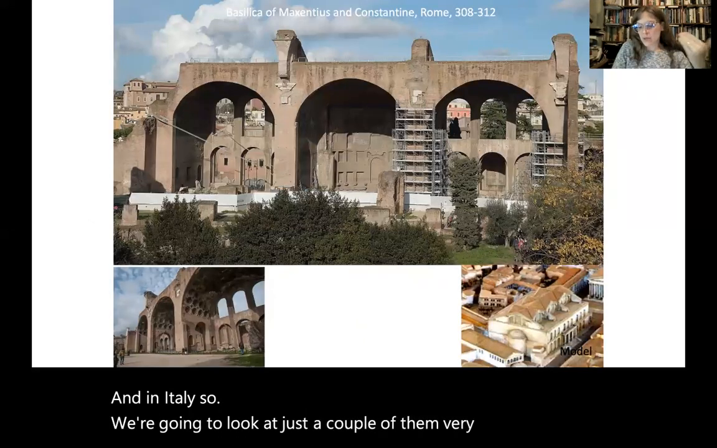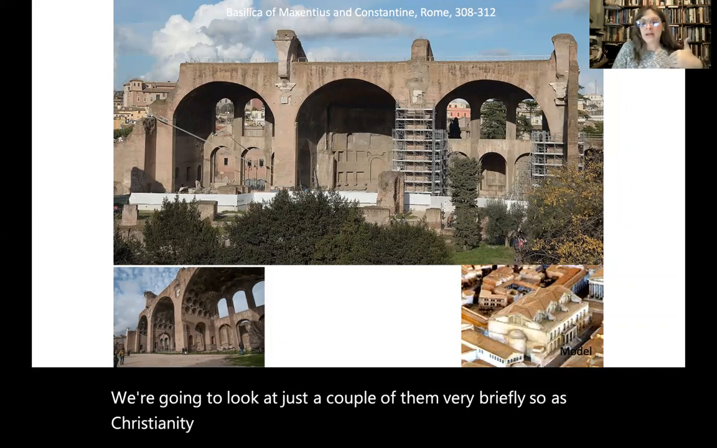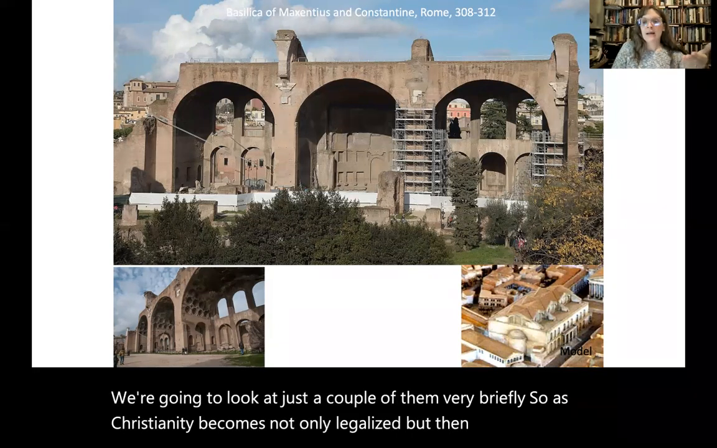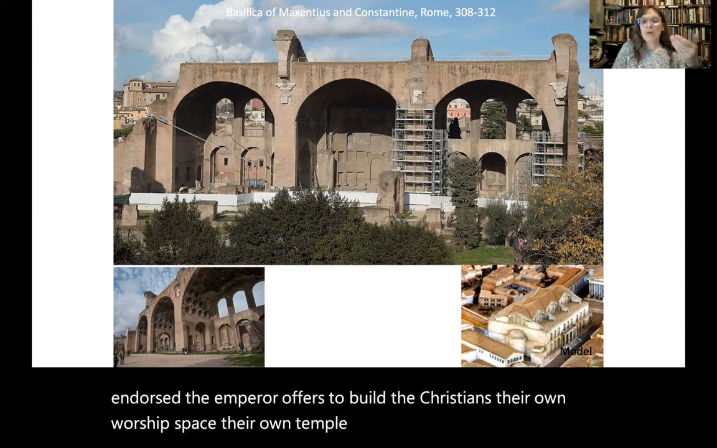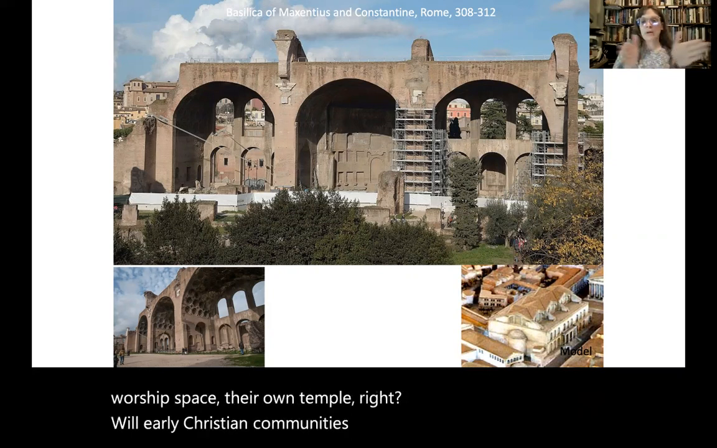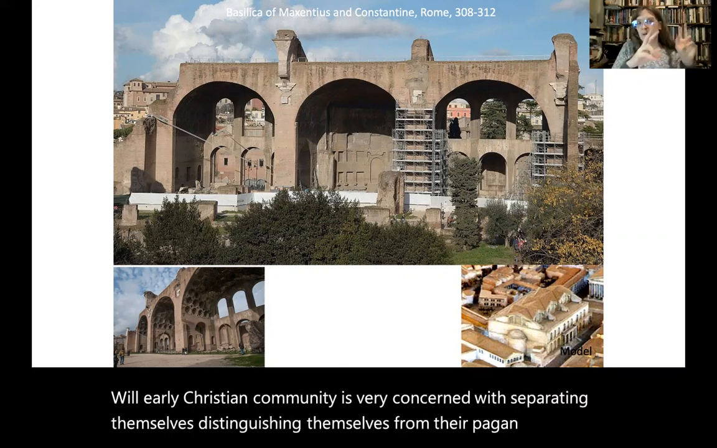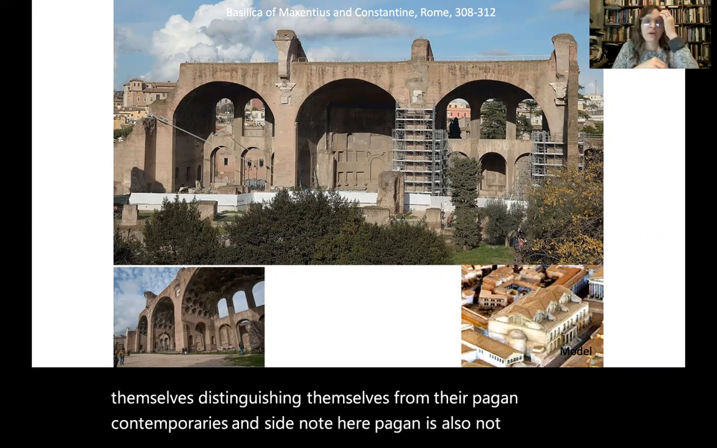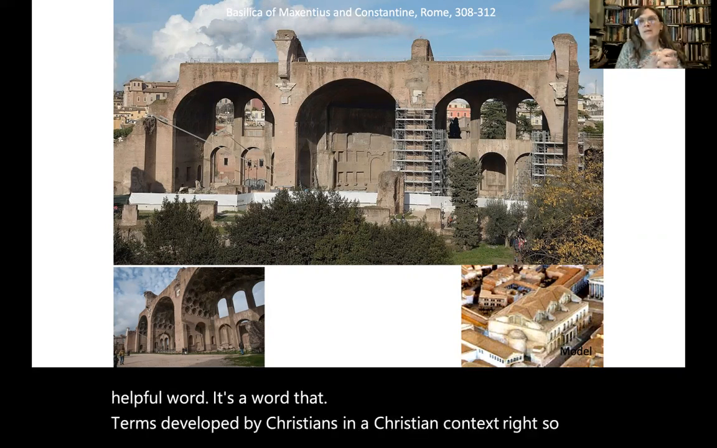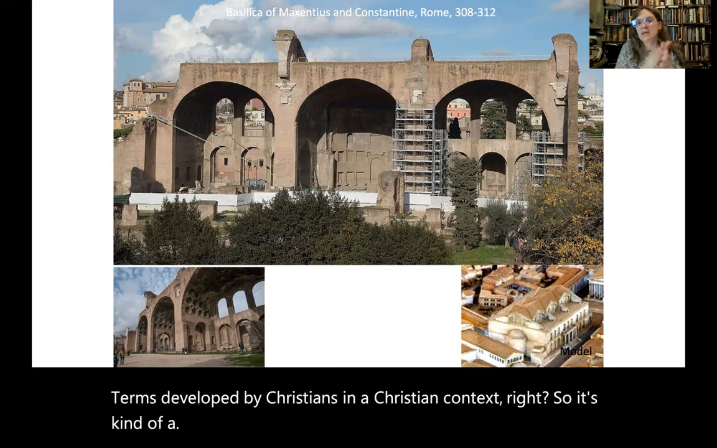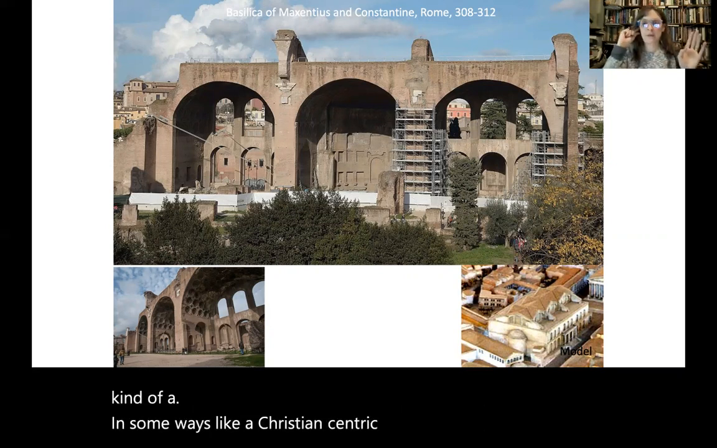So as Christianity becomes not only legalized, but then imperially endorsed, the emperor offers to build the Christians their own worship space, their own temple, right? Well, the early Christian community is very concerned with separating themselves, distinguishing themselves from their pagan contemporaries. And side note here, pagan is also not a very helpful word. It's a term developed by Christians in a Christian context, right? So in some ways it's like a Christian-centric word. But anyway, we can also talk about that more later.